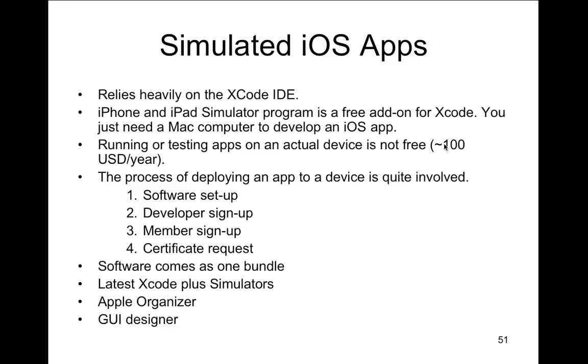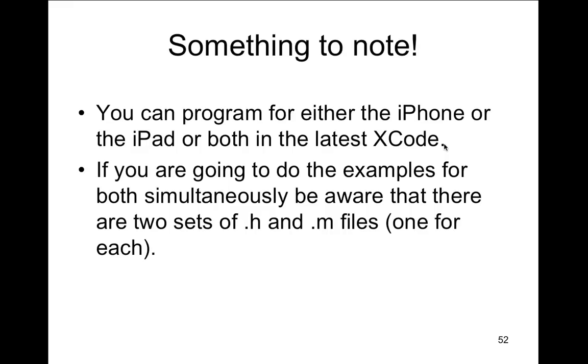So the same software comes in one bundle: a GUI designer, an Apple organizer, all sorts of stuff that comes with it. Something to note: you can program for either the iPhone or the iPad on both of the latest versions. Actually, did they ever have two different versions? I know they had the iPhone out first, and then lo and behold, the iPad showed up. And then for a while there was no API for the iPad, and then they put it all into one. It's just like Android. You can do Galaxy Tabs, and the other one, I can't remember what it's called, all in the same API.